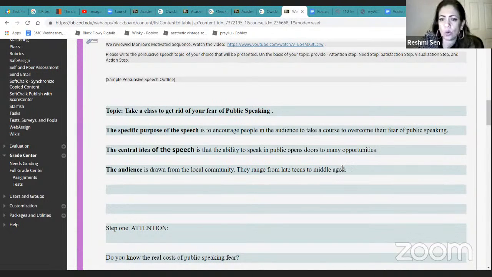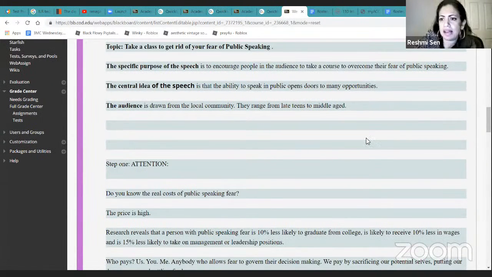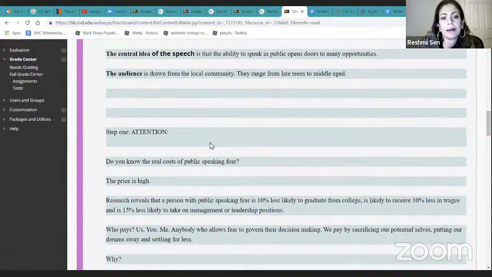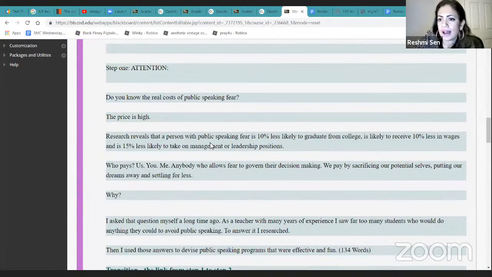It's basically here, a local community, late teens to middle age. I've told in my outline what the demographics look like. And again, this is a five function speech, or there are 5 pointers in Monroe's motivated sequence that we have learned. There is the attention step, the need step, satisfaction, visualization, and action, right? We've talked about that a number of times. Again, here, the whole speech, I'm going to say it in my own words, but I'll have this as a visual for you so you can refer to it while you're watching this video.